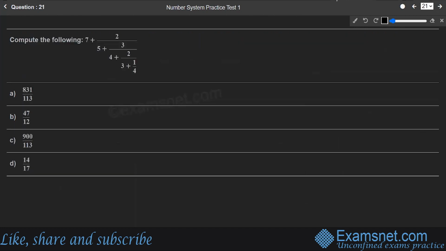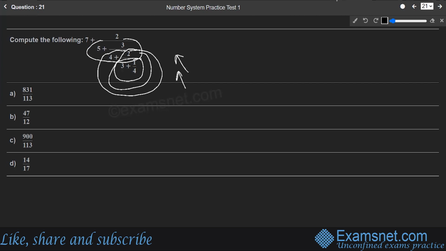Compute the following: 7 plus 2 by 5 plus 3 by 4 plus 2 by 3 plus 1 by 4. So we have to do it sequentially. We'll solve this part first and make it a fraction, then solve the next denominator, then the upper denominator, and keep on moving upwards. First denominator solve, second denominator solve, third denominator solve. Then we'll make some additions, and then we'll be able to solve this. So let us begin step by step.